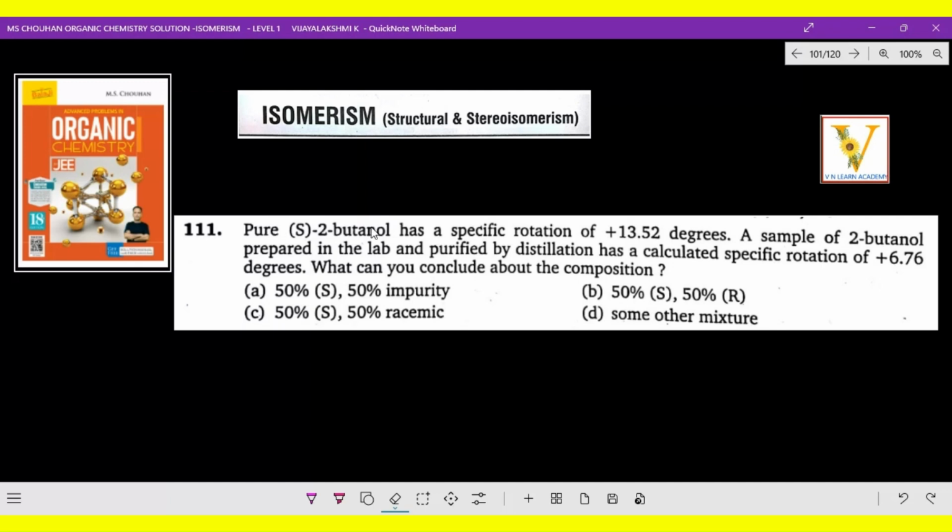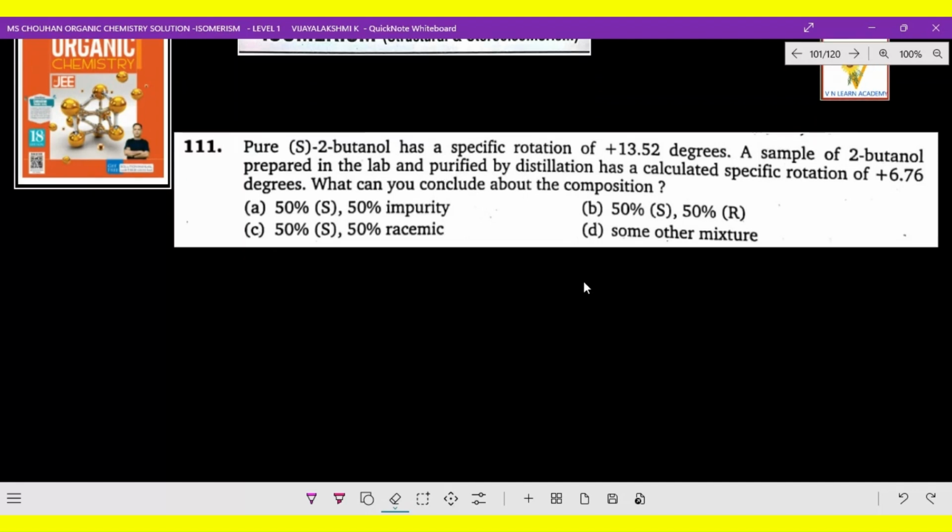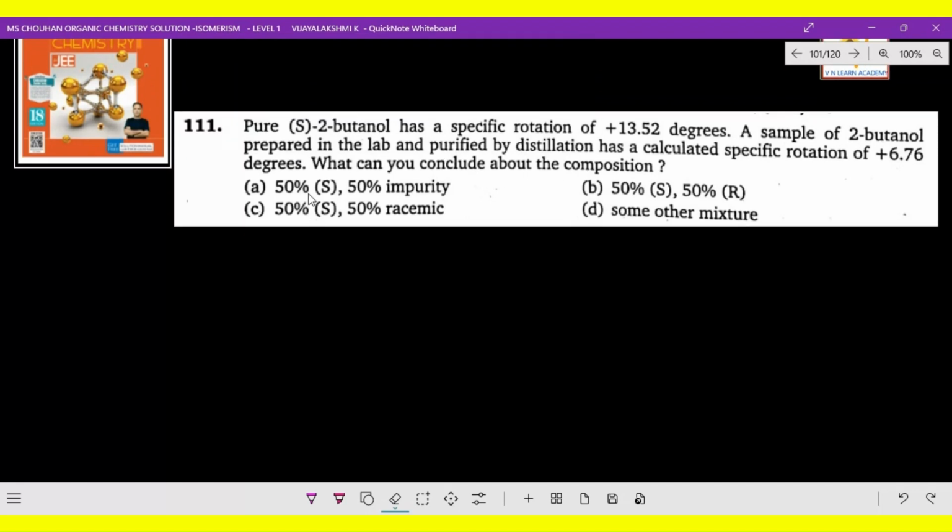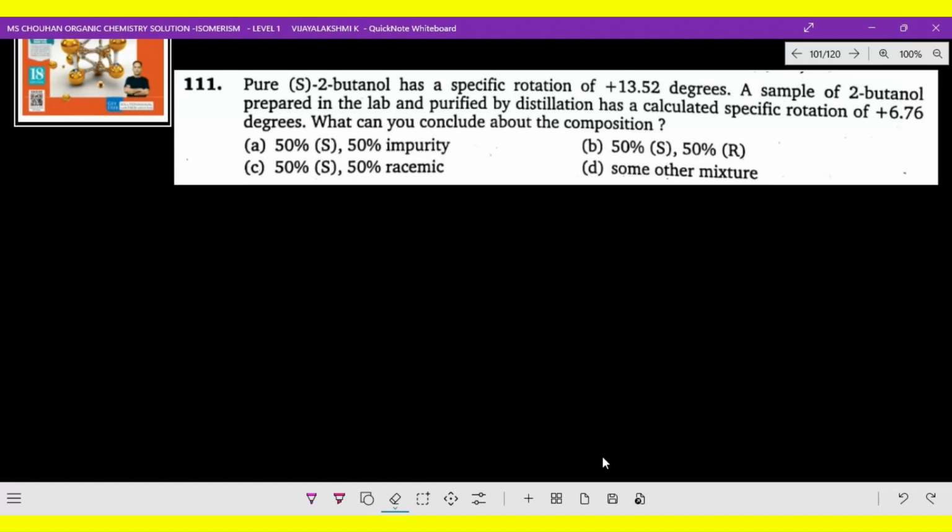Pure S 2-butanol has a specific rotation of plus 13.52 degrees. A sample of 2-butanol prepared in the lab and purified by distillation has a calculated specific rotation of plus 6.76 degrees. What can you conclude about the composition? The options given are: 50 percent S and 50 percent impurity, 50 percent S and 50 percent R, and 50 percent S and 50 percent racemic mixture, and the other mixture. Now come on, let us discuss this question clearly.